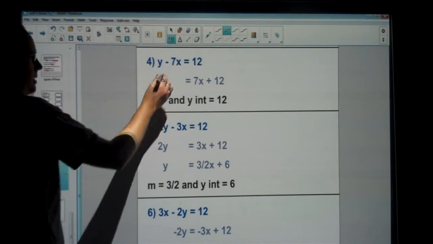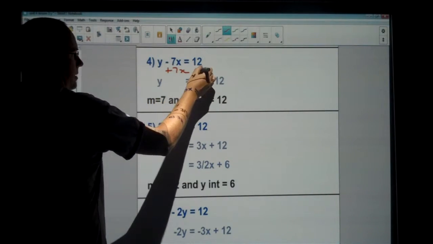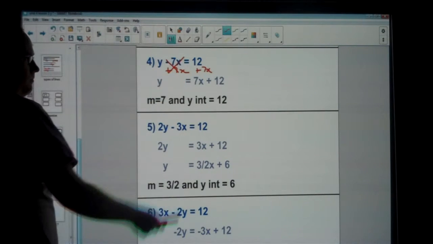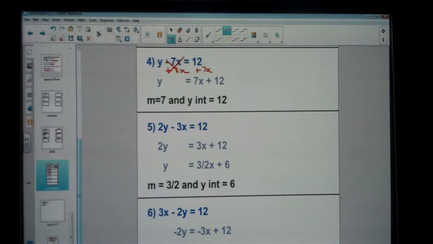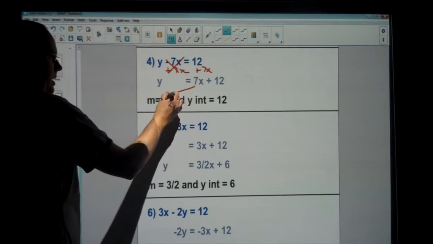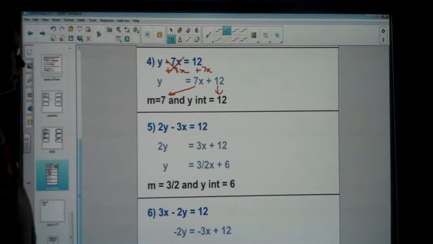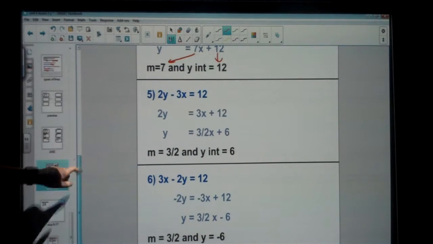So certainly the slope isn't -7 because it doesn't start with y equals, so we need to rearrange this question. If we add 7x to both sides, this will cancel, and then I either have 12 plus 7x or 7x plus 12 using the commutative rule, and then I can just pick off the two numbers again to find my slope and y-intercept.